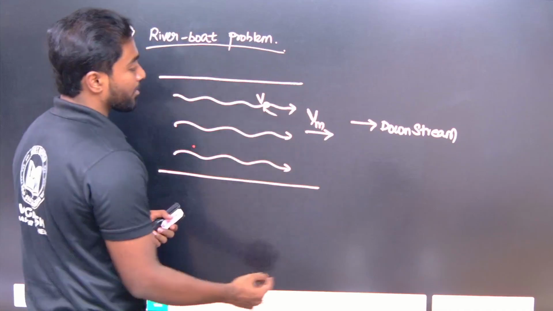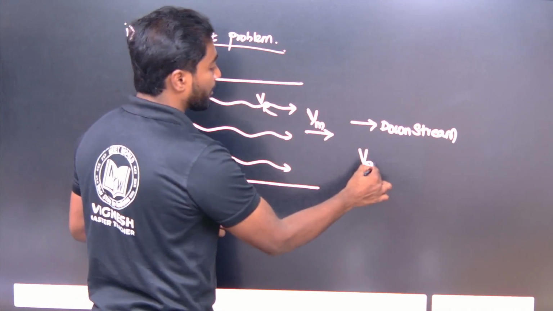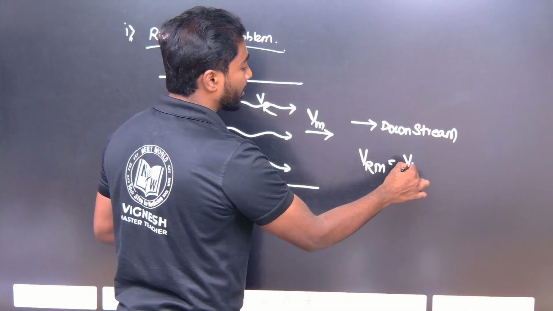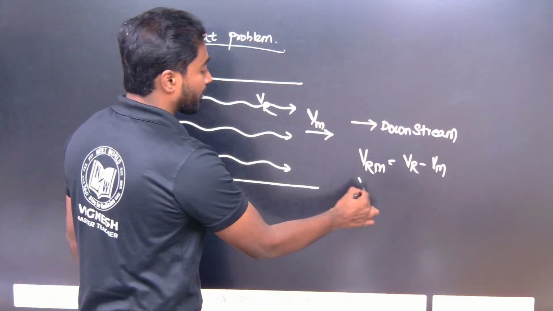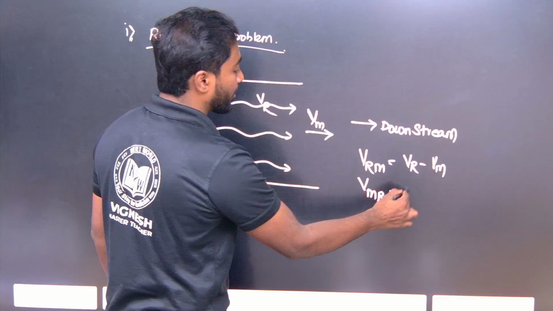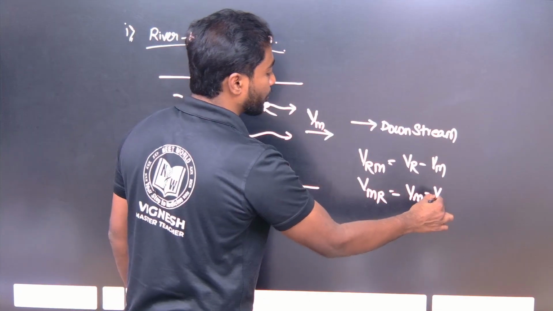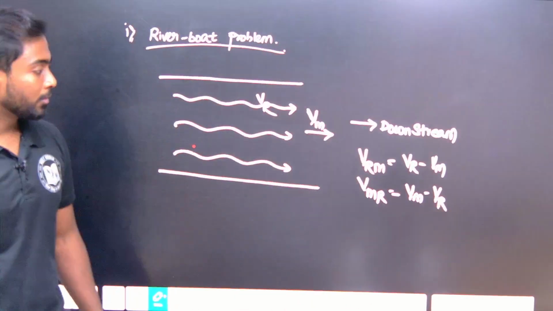Suppose they are asking what is the velocity of the river with respect to the man. It is nothing but the velocity of the river minus the velocity of the man. Suppose they are asking the velocity of the man with respect to the river, it is equal to the velocity of the man minus the velocity of the river. Got it?